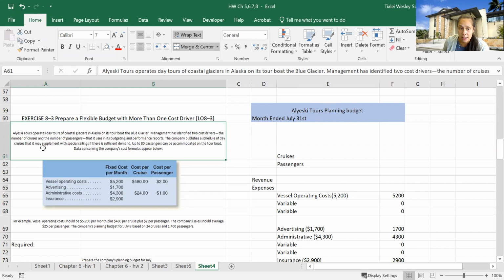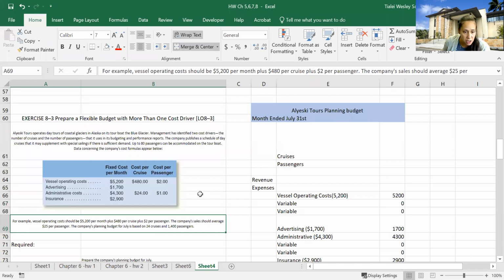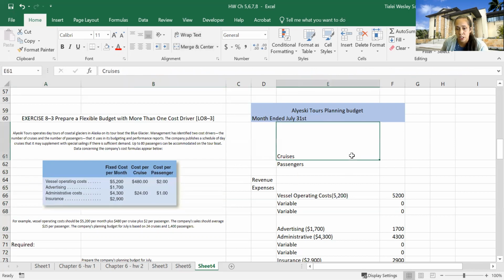Aleski Tours operates day tours of coastal glaciers in Alaska on its tour boat, and the boat can accommodate up to 80 passengers. For example, vessel operating cost should be $5,200 per month. So we see that in this chart, this graphic, plus $48 per cruise and $2 per passenger. The company's sales should average $25 per passenger. The company's planning budget for July is based on 24 cruises and 1,400 passengers. So we can create this planning budget for July.